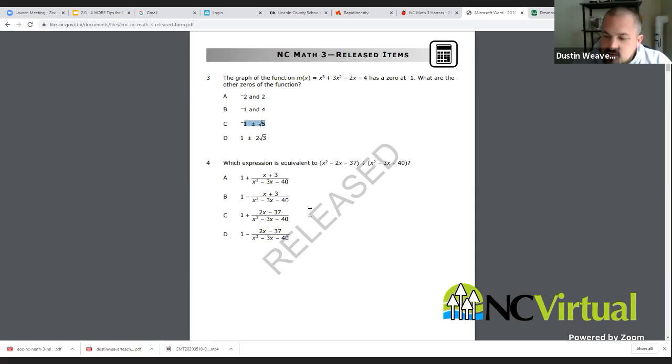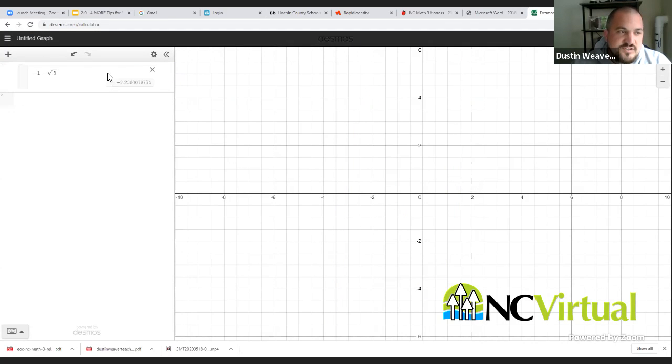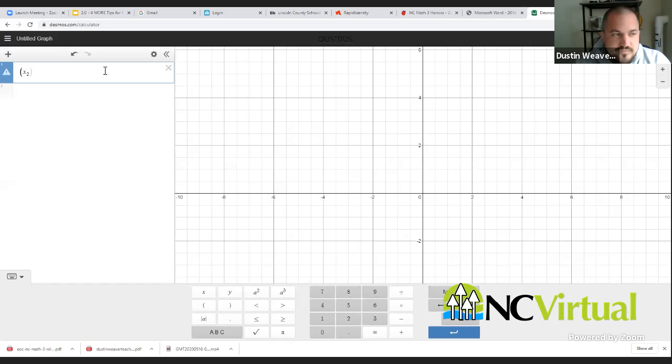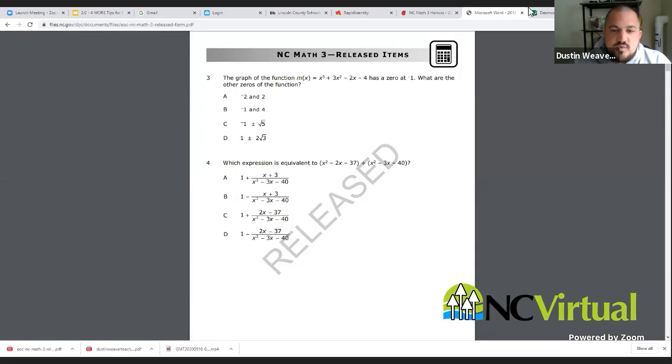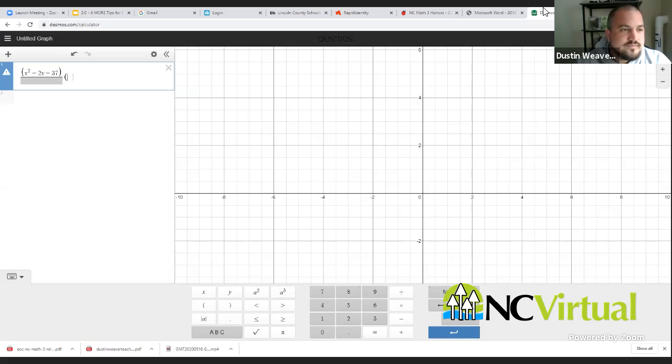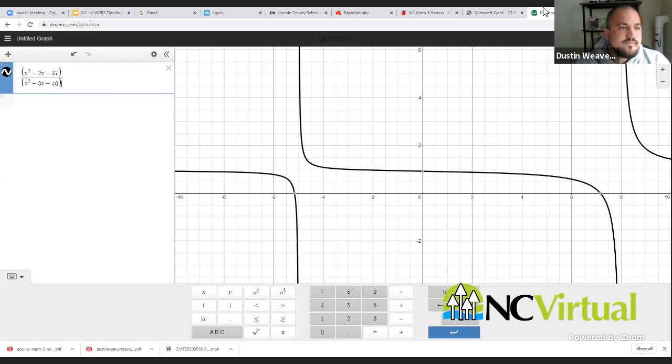All right, so we move forward now to question number 4. Question number 4 says, which expression is equivalent to x squared minus 2x minus 37 divided by x squared minus 3x minus 40? Again, I like to use Desmos. So we're going to go in and type x squared minus 2x minus 37 divided by x squared minus 3x minus 40. Okay, so there is the original equation.